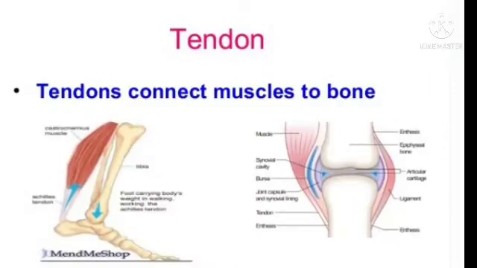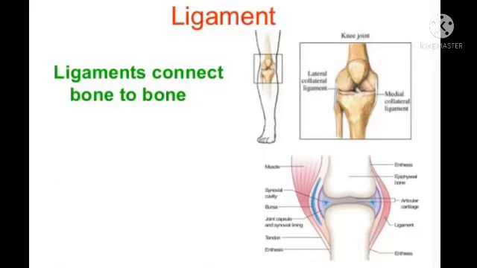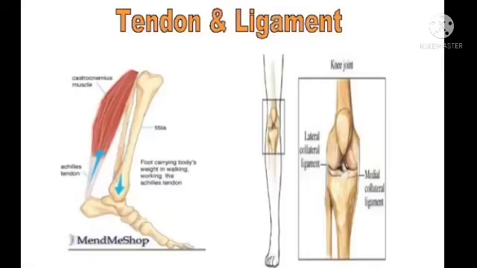Tendon. Tendons connect muscles to bone. Ligament. Ligaments connect bone to bone. Here is a picture showing tendon and ligament.